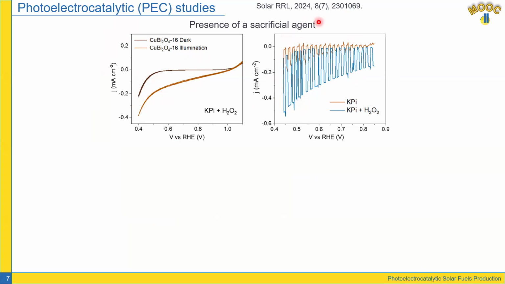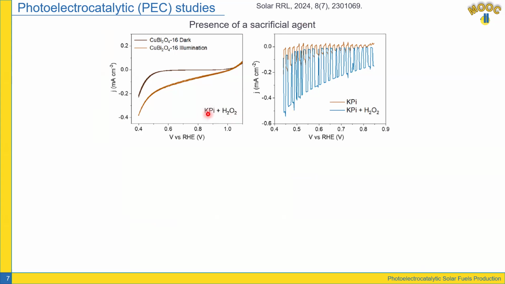First of all, a sacrificial agent is a substance that is very easily reduced or oxidized. Sometimes it's also called hole scavenger or electron scavenger, depending on whether it's for oxidation or for reduction. But basically, it's, as I commented, something very easily oxidized or reduced, and then we are able to remove the diffusion limitations in our photoelectrode.